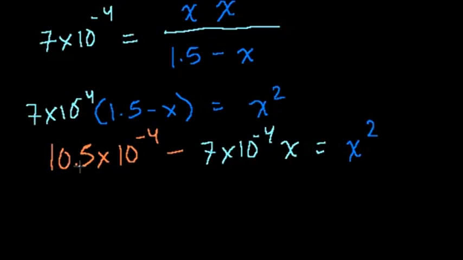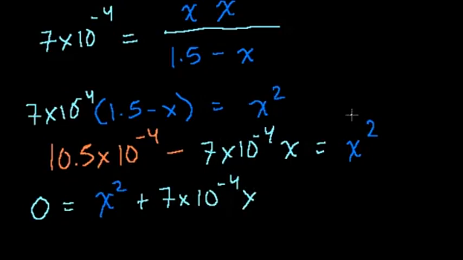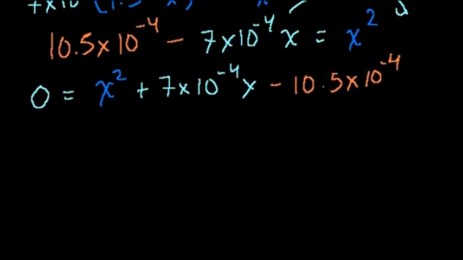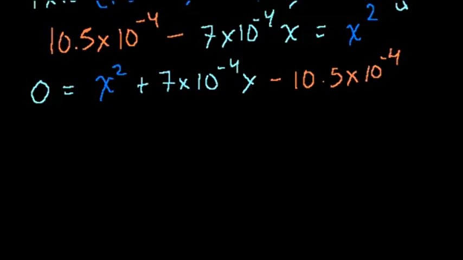If I subtract this from both sides and add this to both sides, I get 0 is equal to X squared plus 7 times 10 to the minus 4th X. I just add this to both sides so it shows up on this side of the equation, and then minus 10.5 times 10 to the minus 4, since I'm subtracting this from both sides. Now this is a quadratic equation, and we can solve it and we'll get the answer. In fact, I'm about to solve it.